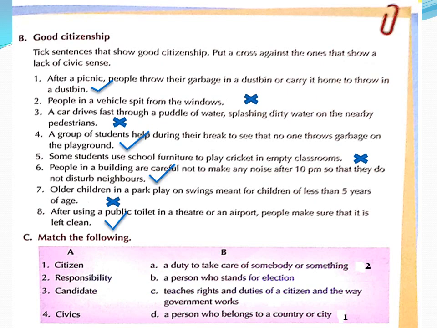Number 3, candidate. Who is a candidate? A person who stands for election. Write 3 beside B. Number 4, civics. It teaches the rights and duties of a citizen and the way government works. Write 4 beside number C. Okay? So that's all about match the following. All these objective type work you will do only in your book, not in your copy. For copy work, I am sending you the question answers as usual and the definitions of the keywords.